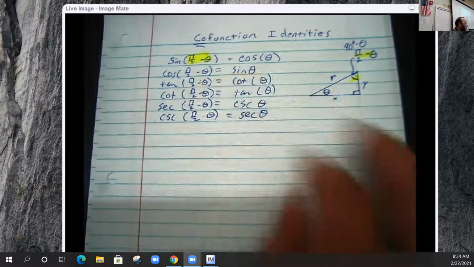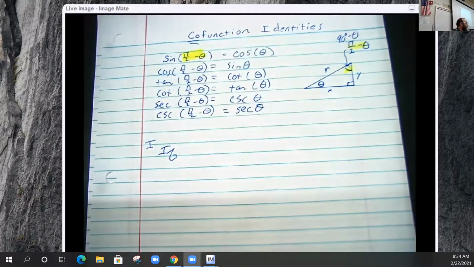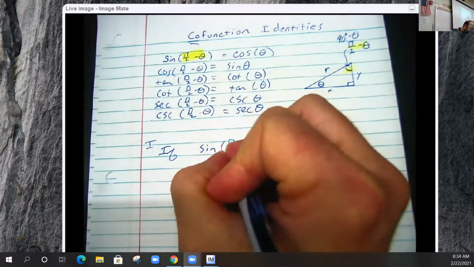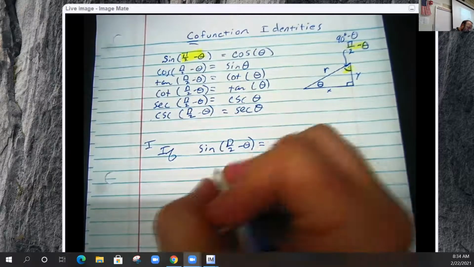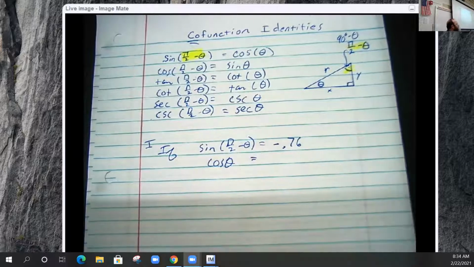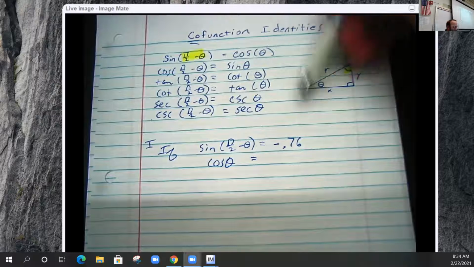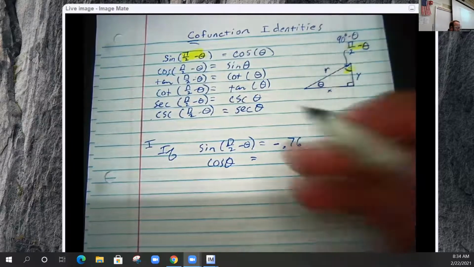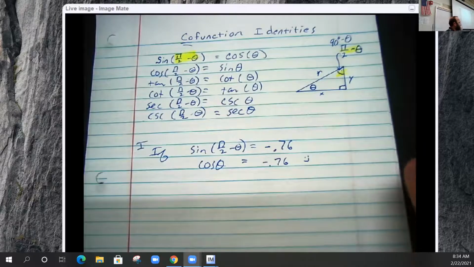So in your homework, here's what they're going to do. They're going to say, this is a stupid example, but it's true. They'll say something like, if the sine of pi over 2 minus theta is negative 0.76, what's the cosine of theta? Well, look right up here. What does it say? It says this is the same as this. So what's the answer? You're done. My students always look at that like, it has to be harder than that, isn't it? It doesn't. It's that easy.